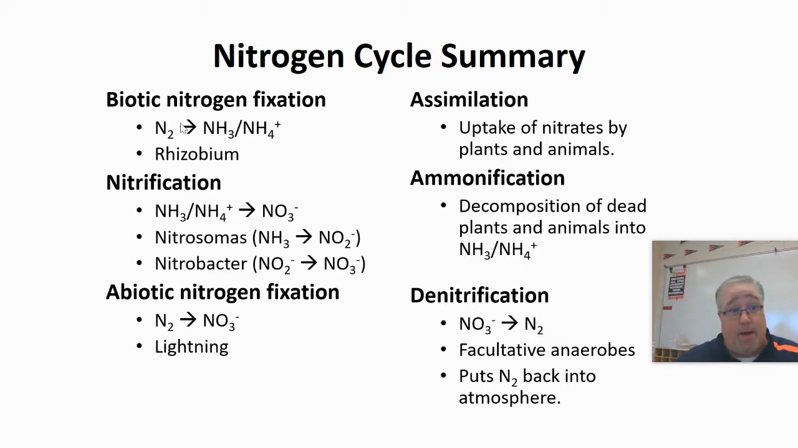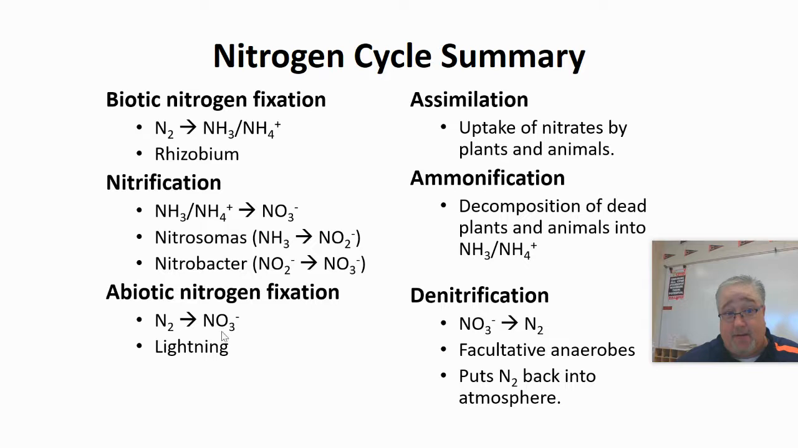We need to recognize these formulas. If you don't know what N2 is, then you can't describe the nitrogen cycle correctly. If you don't know what NH3 or NH4+ is, then it's going to be hard to explain it. Okay. Nitrification, that's where the ammonia gets broken down eventually into nitrates. That is a two-step process, right? So it breaks down into nitrite first and then into nitrate, right? But again, that's a process.